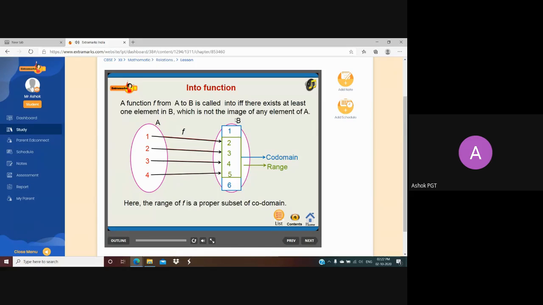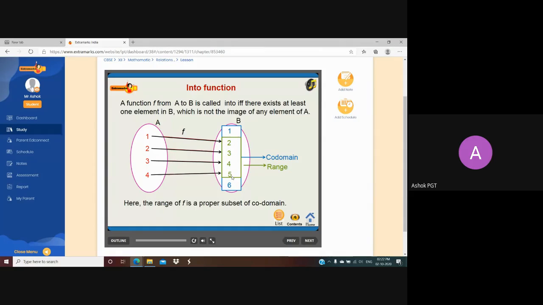Students, if you observe this set B, there are two elements, 1 and 6, that are not the outputs produced by the input set 1, 2, 3, 4, right? So this set B can be called the codomain. If you take the outputs produced by the inputs, they are 2, 3, 4, 5 only. Here, if you observe it, codomain is not equal to range.